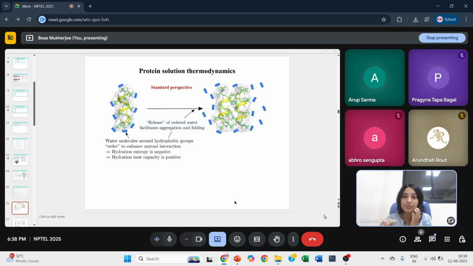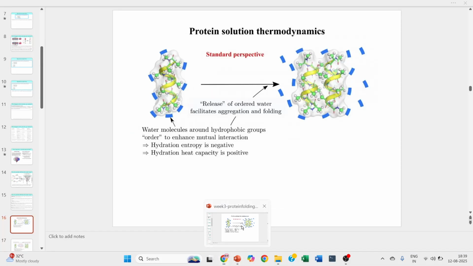So initially when this is a monomer, release of the water molecules facilitates aggregation and folding. The water molecules were there around it, and then when it forms a dimer, there is displacement of these water molecules. So the degree of randomness in these water molecules changes, and the hydrophobic interactions make the overall entropy of the protein decrease. So there is a compensation between the water molecules and the protein that results in the net process being favorable based on thermodynamics, right? So hydration entropy is negative and hydration heat capacity is positive.